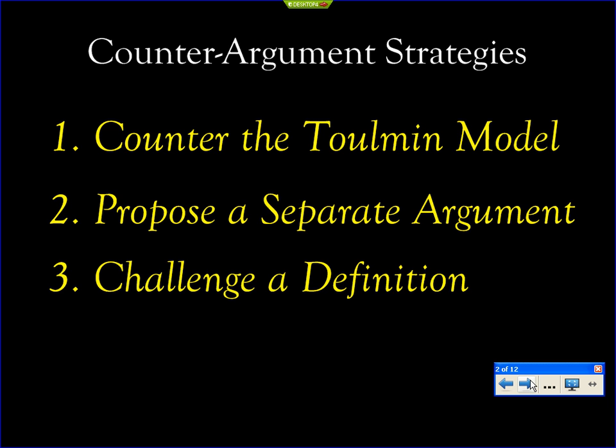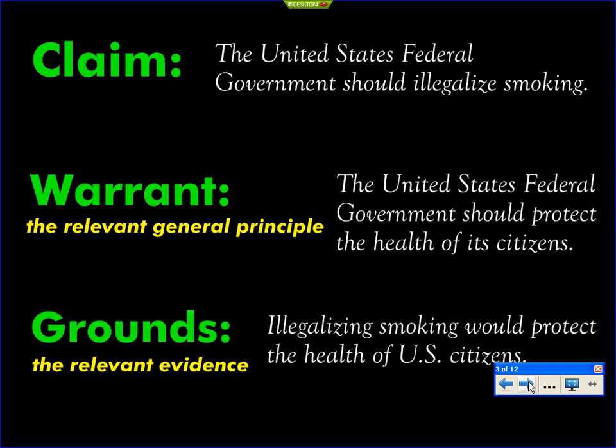Let's take a look at the first two in more detail. And we'll take a look at the example that I've proposed several times as a model. And that example deals with the outright smoking ban. So the United States federal government should illegalize smoking. Federal government should protect the health of its citizens. Illegalizing smoking would protect the health of U.S. citizens. I want to destroy this first.